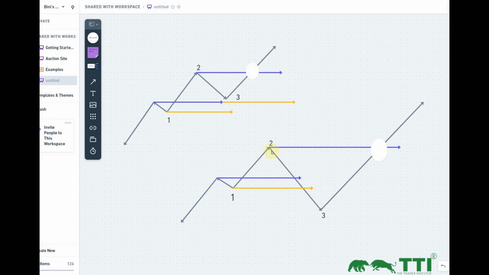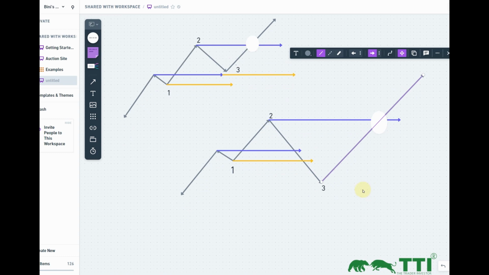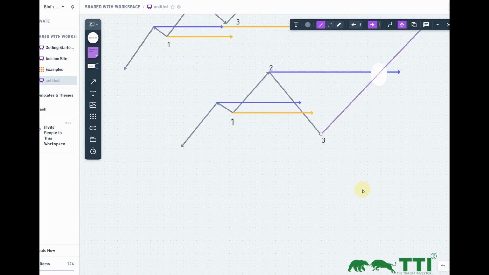Where you want to be careful is once you get a deeper pullback, that's a sign of caution. So this is where we start drawing other possibilities. Any questions so far?